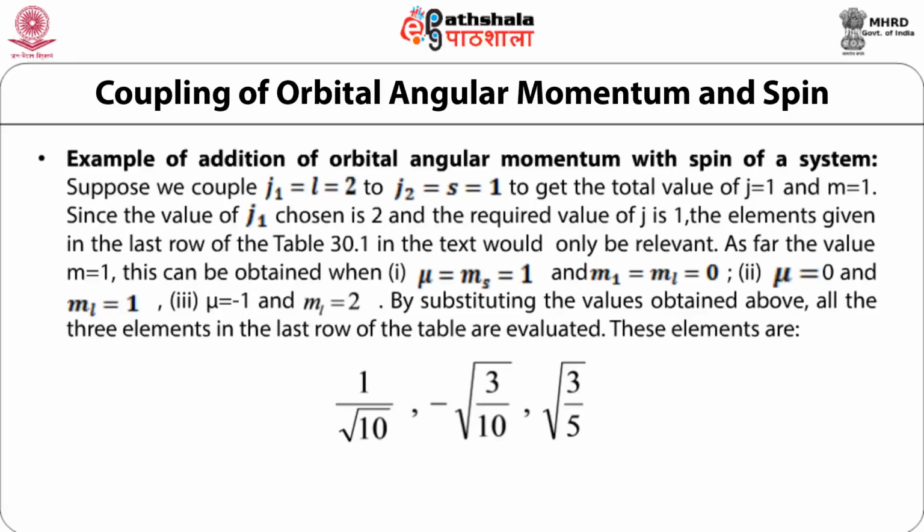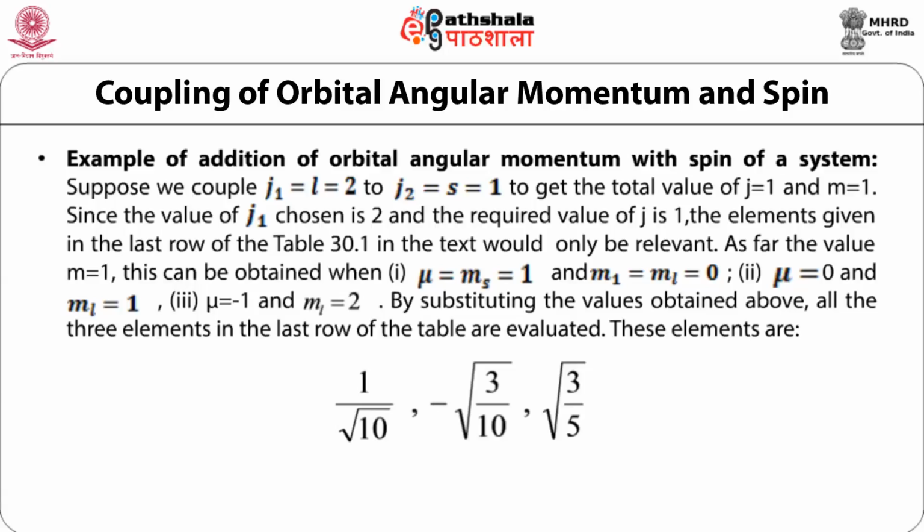For mu equal to 0, the Clebsch-Gordan coefficient comes out to be [(J1 - 1)(J1 + 1) / (J1(2J1 + 1))]^(1/2). And for mu equal to -1, the Clebsch-Gordan coefficient comes out to be [(J1 + M + 1)(J1 + M) / (2J1(2J1 + 1))]^(1/2).